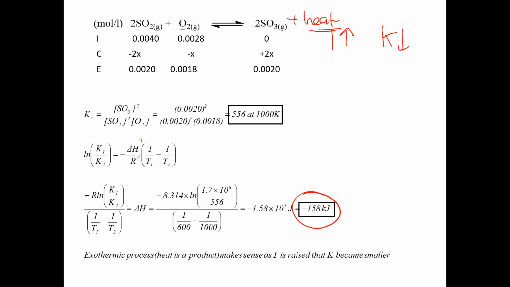So yeah, it's cool, right? Everything looks like it's working the way that it's meant to. If I have two temperatures and the corresponding Ks, I can always get delta H.